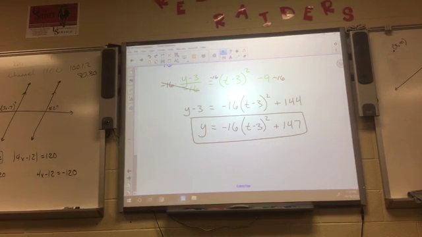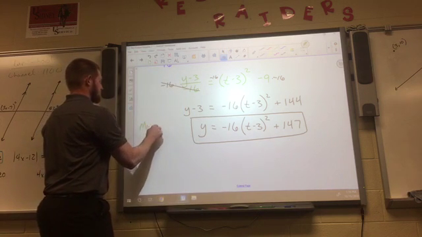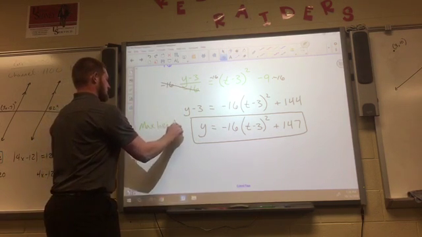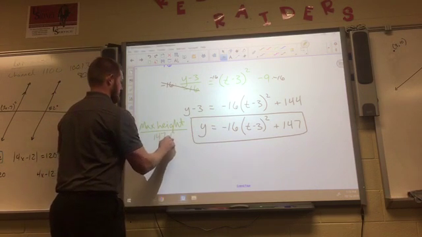Alright, now, they didn't care about the equation. That wasn't the point of doing all that. The point of doing all that was I can now look at that. It's in vertex form. What is the maximum height of my baseball? 147. Okay, so my max height, I can easily see here, is 147 feet.